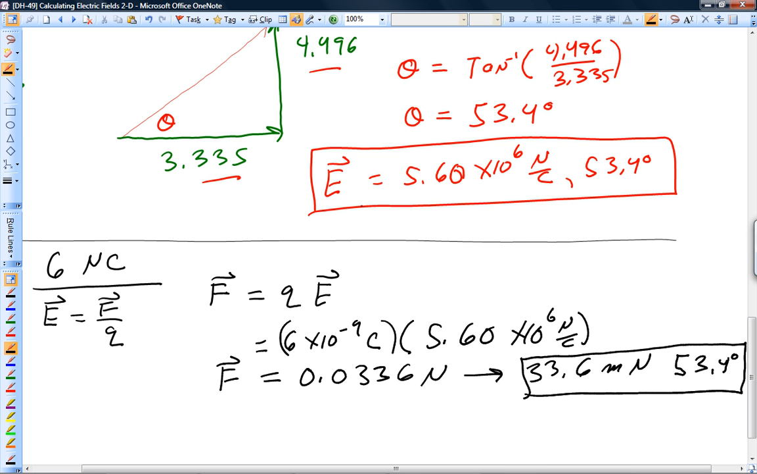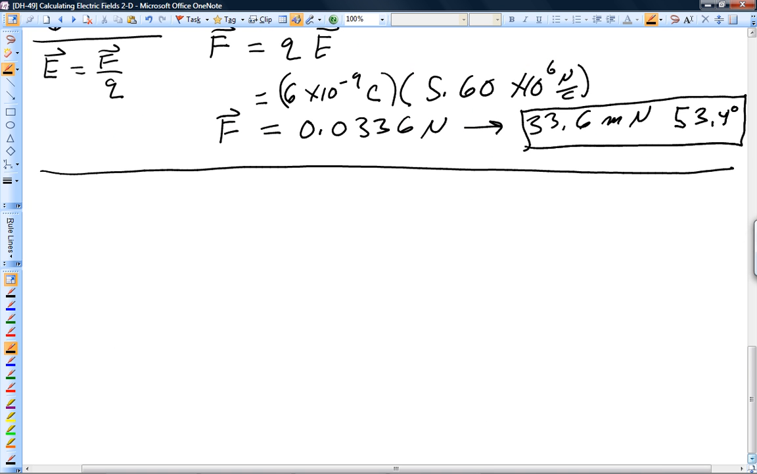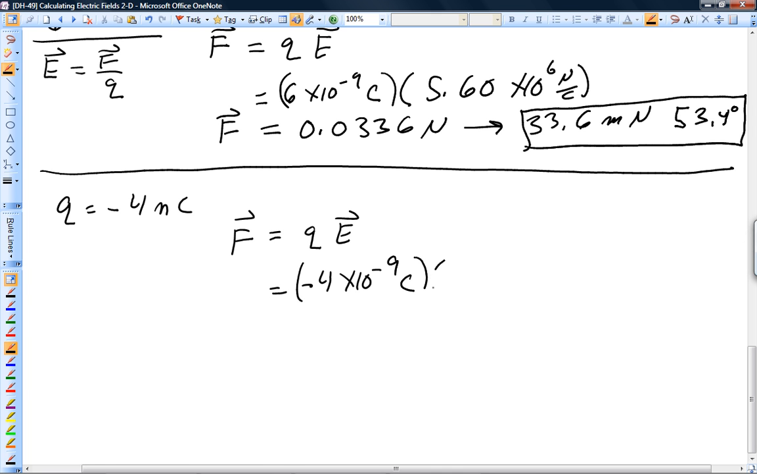Now just to switch things up, if I was to give you a charge on the other hand that was negative, let's just say the charge that I gave you was negative 4 nanocoulombs. We don't have to redo the whole problem. We just do F equals QE again. And now the Q you plug in is negative 4 times 10 to the negative 9 coulombs. The electric field stays exactly the same. And you're going to get an answer that is negative.